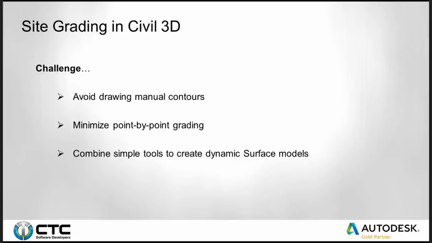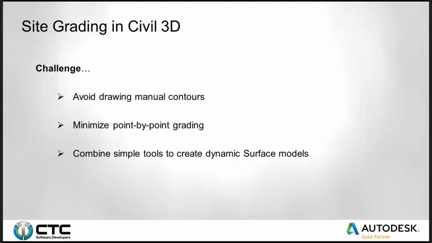And we want to minimize point-by-point grading. So you take a fairly complex parking lot or any kind of site features, and there's a lot of geometry in there, and a lot of key points and spot elevations that you may end up labeling in the final plan. But for the most part, when we talk about a parking lot, for example, we have some general drainage patterns that we want to use to govern how we model that or how we grade that. So we're going to try to look more holistically at how we grade this and not do point-by-point grading.